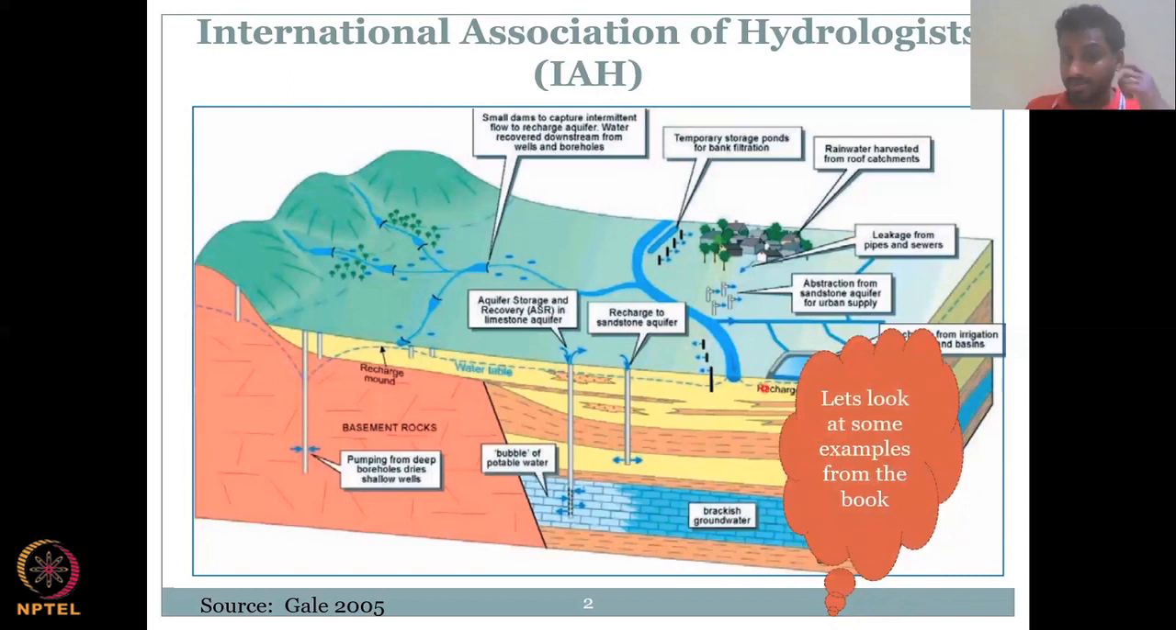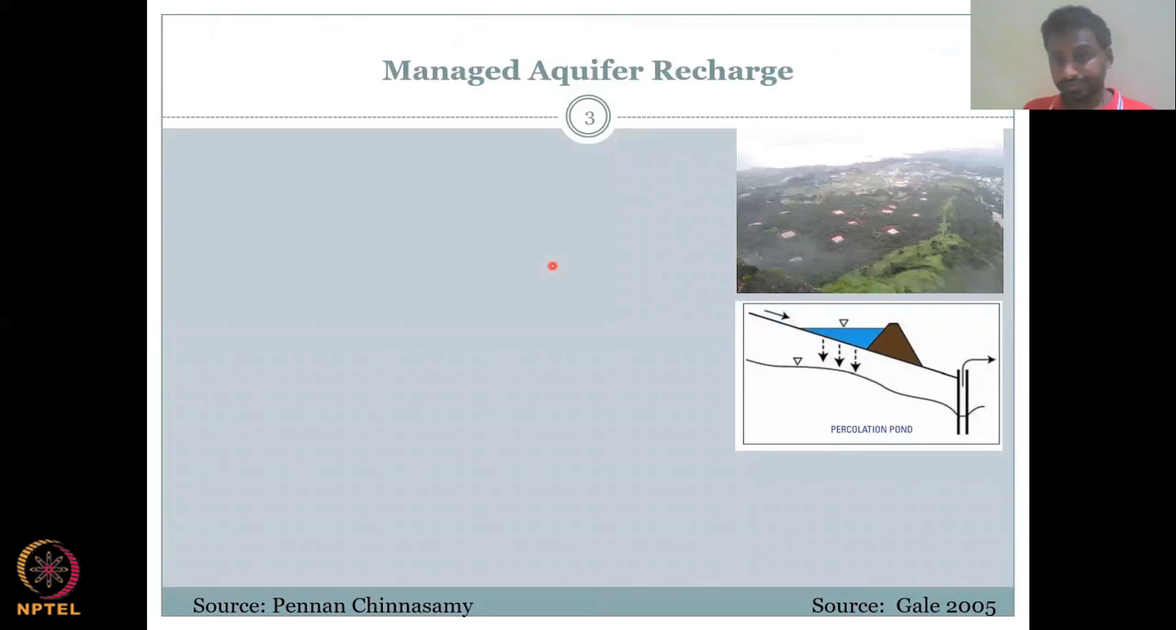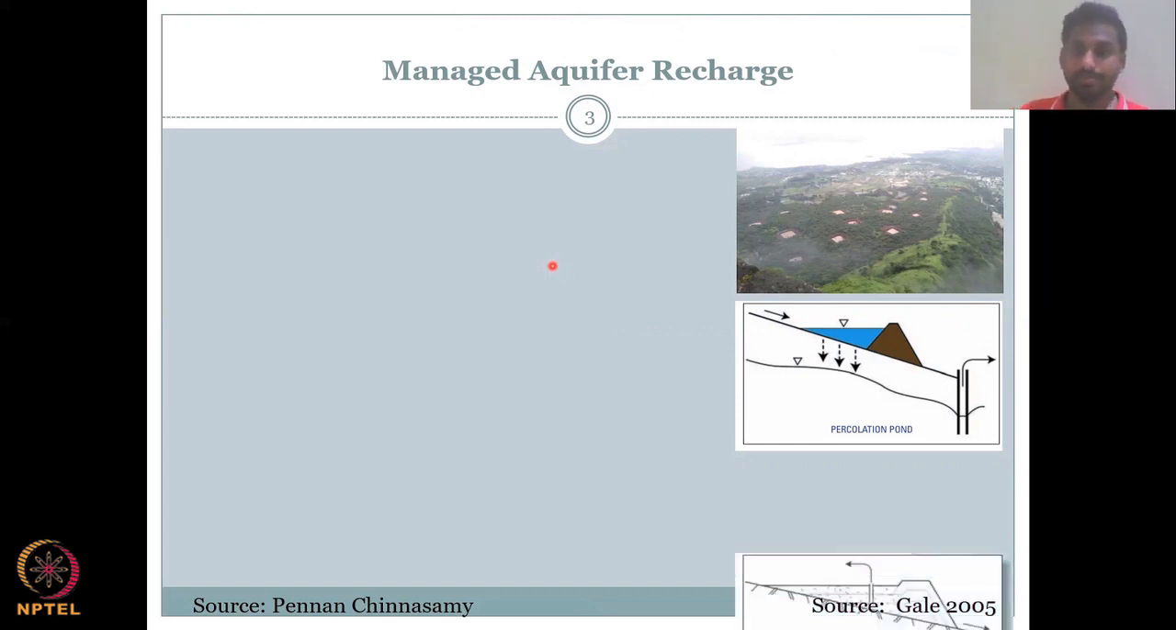Let's look at some of the examples from the book. So this diagram is also taken from Gale, which is the MAR book, and you could see that all these systems have been used for increasing the groundwater recharge in the rural village and also the surface water storage. Now let's look at each one by itself. Managed aquifer recharge, even though it is for groundwater, there is some surface water storage also happening in these structures. So let's see how they happen.